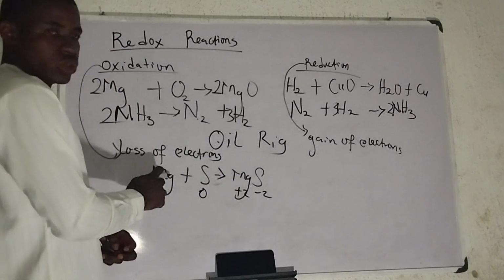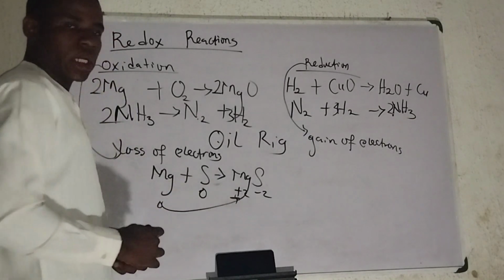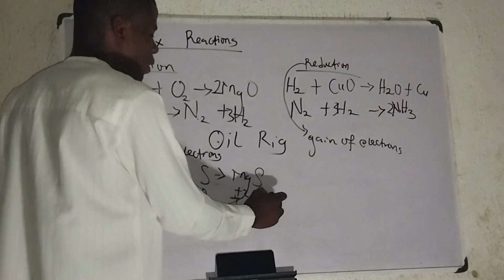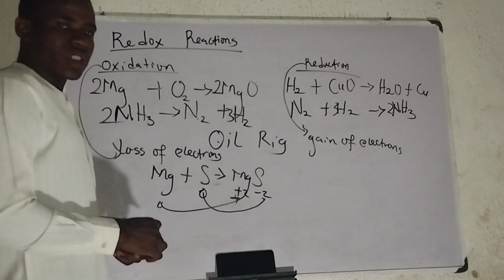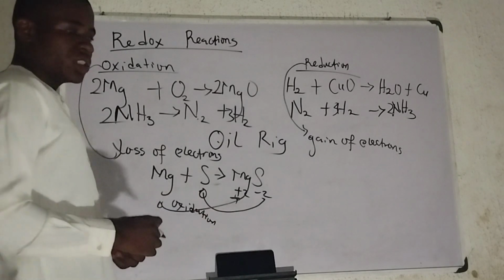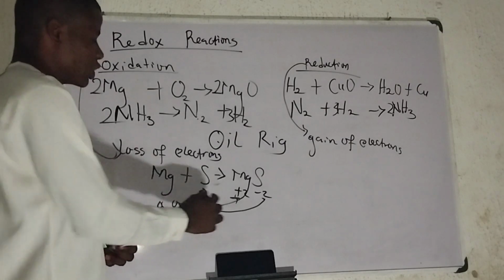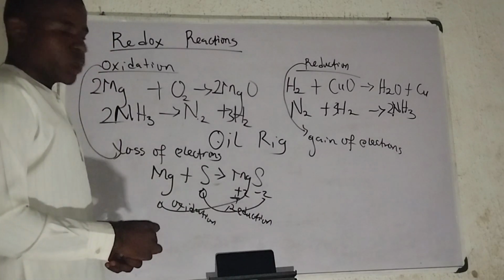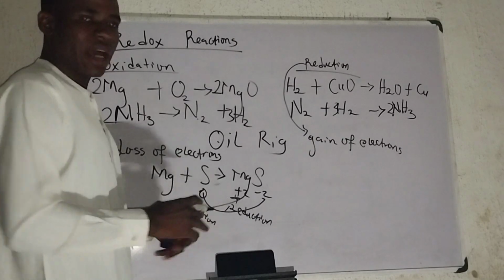Now, if you watch magnesium, its oxidation number increases from 0 to +2. If you watch sulfur, its oxidation number decreased from 0 to -2. For that reason, I will say that magnesium has been oxidized. This is the oxidation part, because remember what I said: in oxidation, the oxidation number tends to increase, while in reduction, the oxidation number tends to decrease. So let me represent this in a reduction half equation and an oxidation half equation.